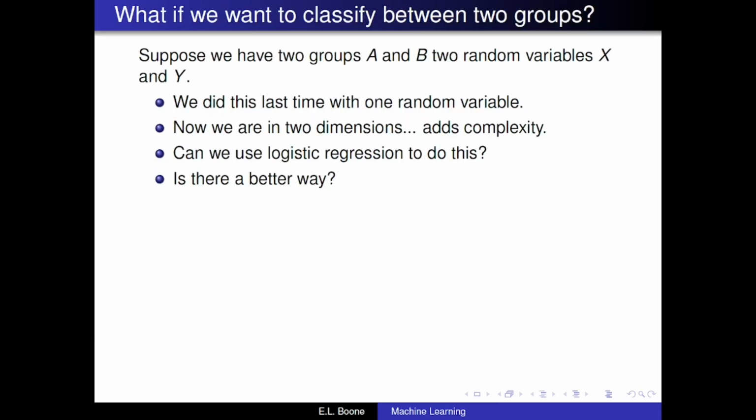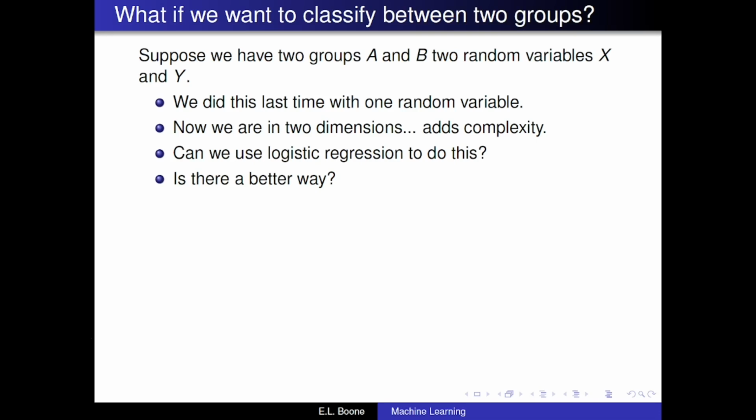Okay, so last time we looked at several groups, and we looked at logistic regression, but suppose again we have two groups, A and B, and you have random variables X and Y. Last time we just had one X, now we're in two dimensions, and this is going to add some complexity, and I'm going to try to show it to you in pictures. And then you can ask me, well, Ed, can't we just use logistic regression to do this? Yeah, you can. But we want to look at a more likelihood-oriented way to do this.